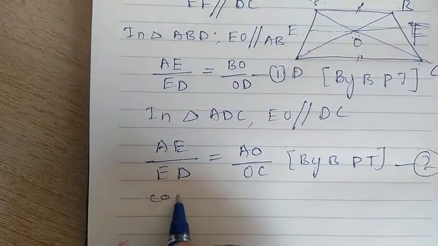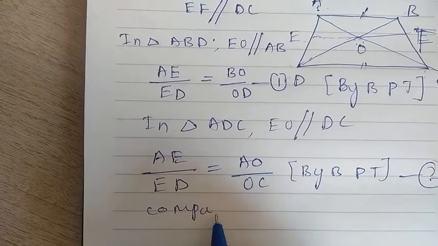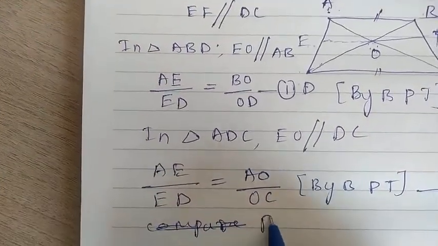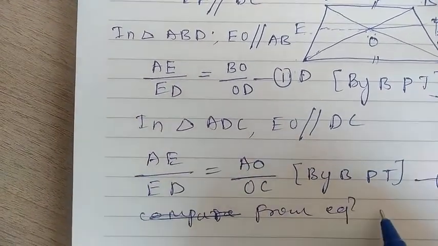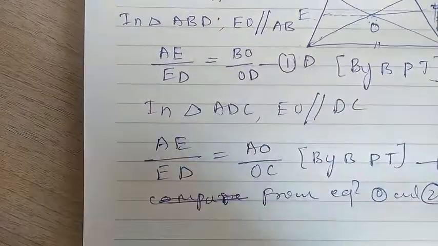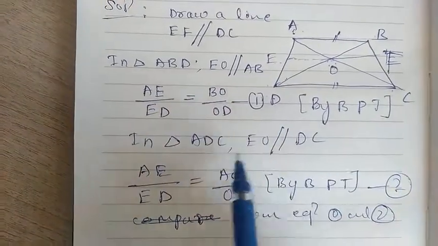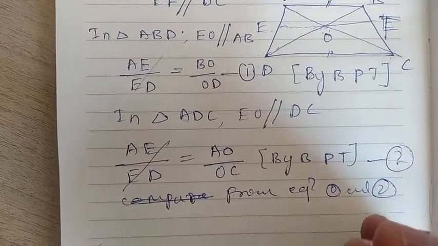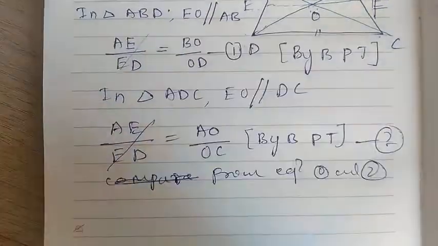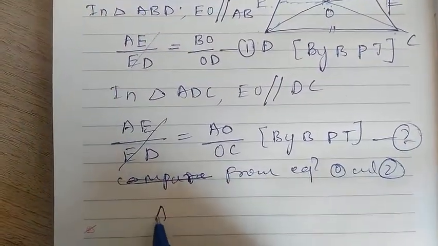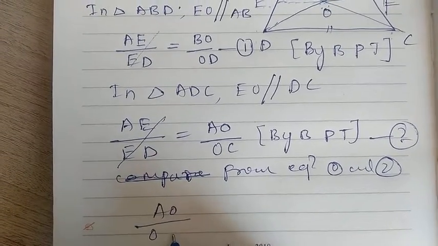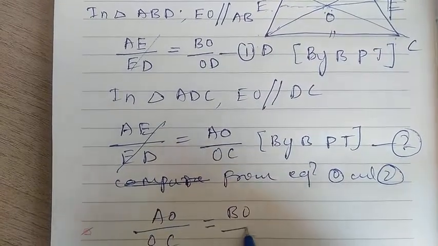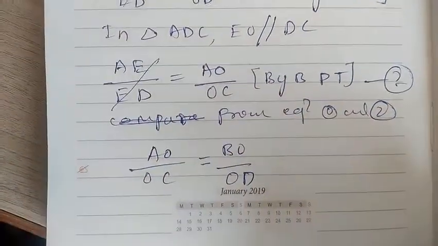Now compare equations 1 and 2. See, AE divided by ED gets cancelled. What is remaining here? AO divided by OC is equal to BO divided by OD. Correct, children?